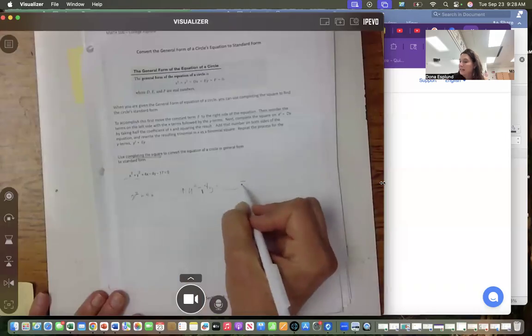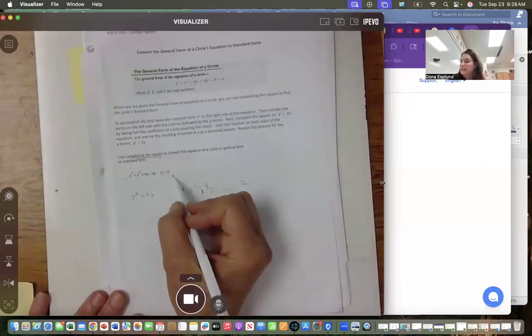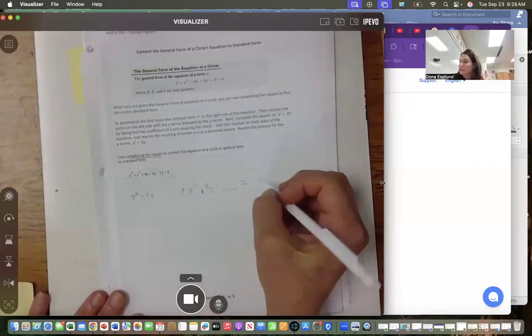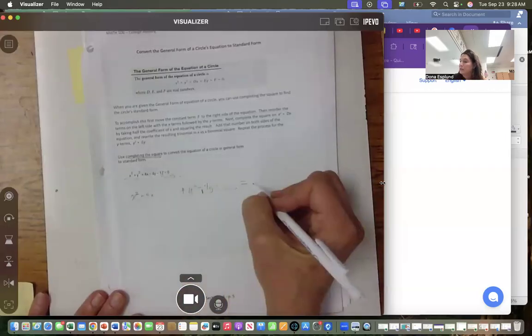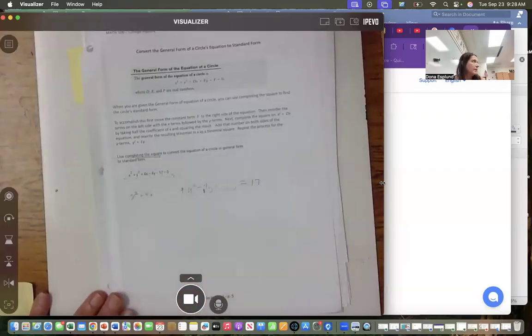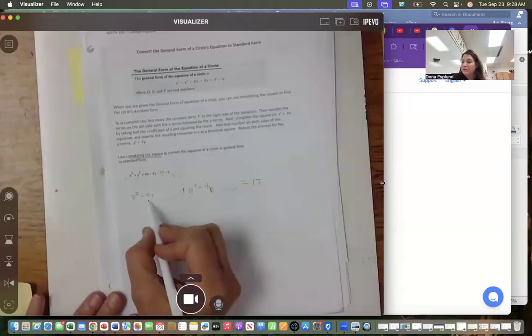And then I'm going to set it equal to, and I'm going to move that 17 to the other side. Okay, so I'm going to just add it to both sides, so it's going to be equal to 17. All right, remember we took the middle term, which in this case is 4.